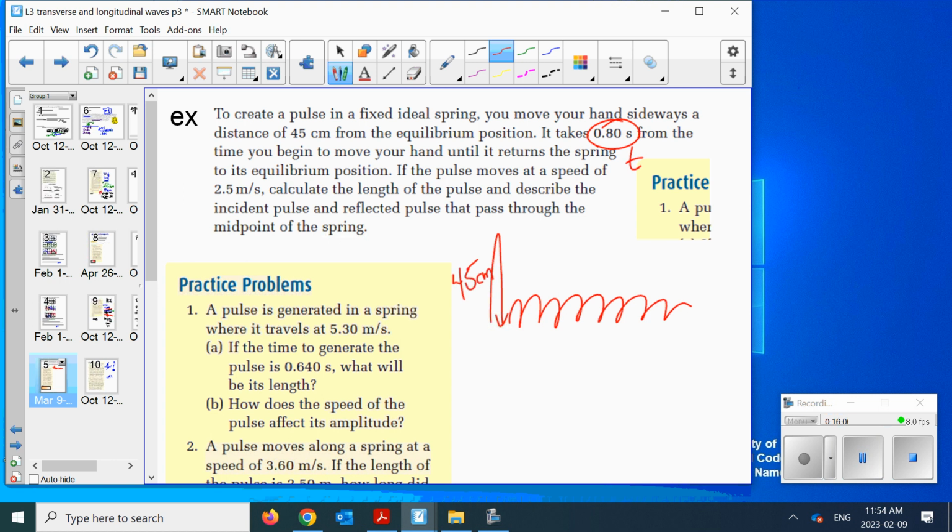If the pulse moves at a speed of 2.5 meters per second, so I'm going to say that's my velocity, you calculate the length of the pulse. Now, do you remember when you do it slow? So if you take a full second, what does the pulse look like? It's wide. Okay? It'll be like this wide. If I had, instead of 0.8 seconds, done it in 0.2 seconds.